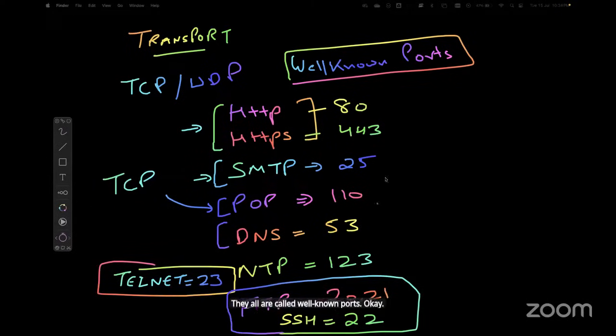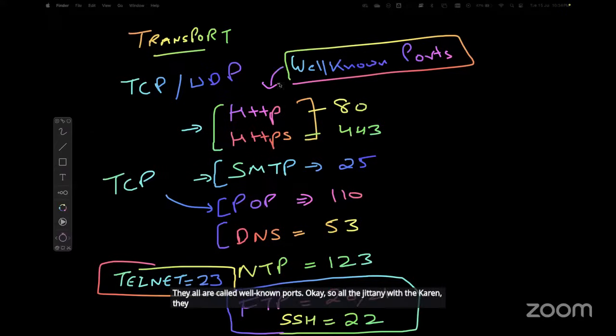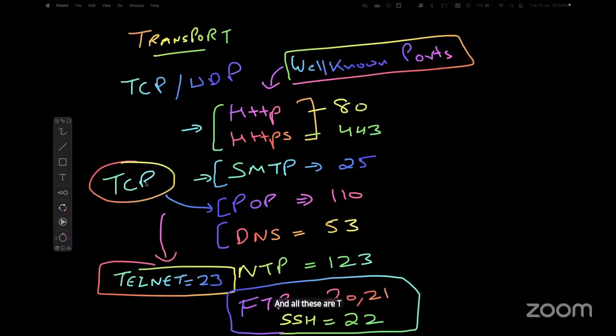Okay, so all these that you can see are called well-known ports, and all these are TCP. They work under TCP. So when somebody asks you, okay, tell me what is the port number of HTTPS, you do not have to say only 443. The complete answer is HTTPS works on TCP port number 443. So you have to mention TCP.